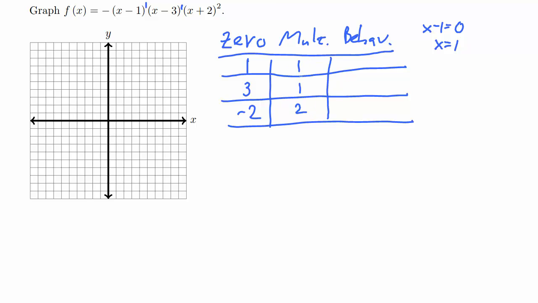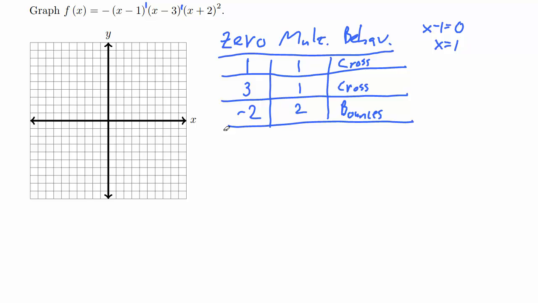And the behavior, remember, if the multiplicity, the degree of the factor, is odd, it crosses, and if it's even, it bounces. So for the multiplicity 1, it crosses. For the multiplicity 1, it crosses. For the multiplicity 2, it bounces. Fantastic.